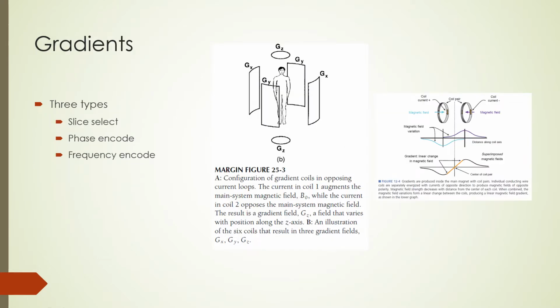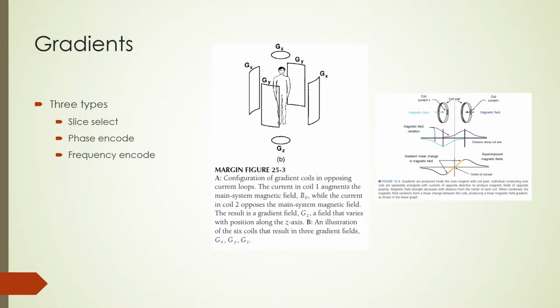The next MRI component is the gradient. Gradients are added to the main B0 field to generate different slice locations and thicknesses. There are three types of gradients: the slice select gradient, the phase encoding gradient, and the frequency encoding gradient. We shall learn more about these shortly. Image slice locations are determined by frequency and phase information of these gradients.